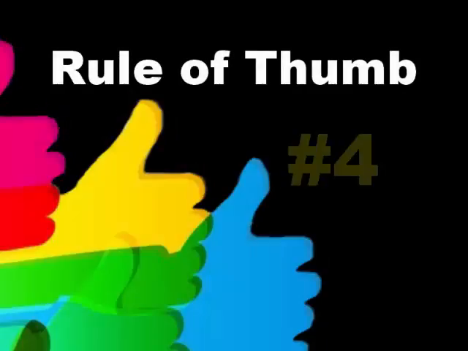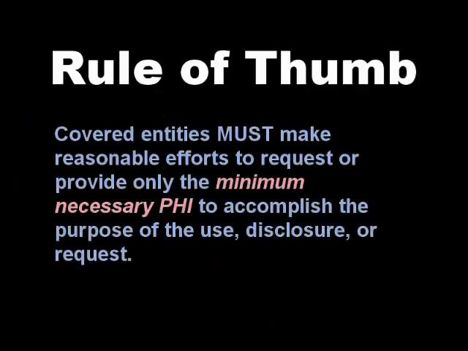Rule of thumb number 4. Covered entities must make reasonable efforts to request or provide only the minimum necessary PHI to accomplish the purpose of the use, disclosure, or request. HIPAA requires us to keep our information sharing to a minimum where possible. If we're not asked to supply all of a patient's records, then we don't supply them. Read any request for records carefully and provide only what's asked for. If the request is unclear, contact the requester and find out what they need.